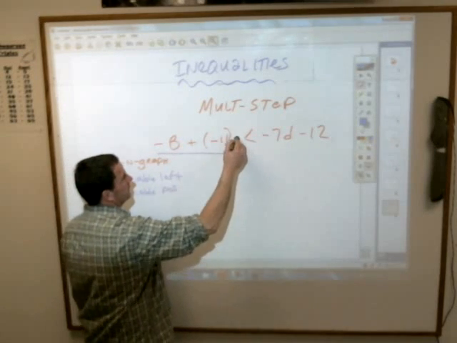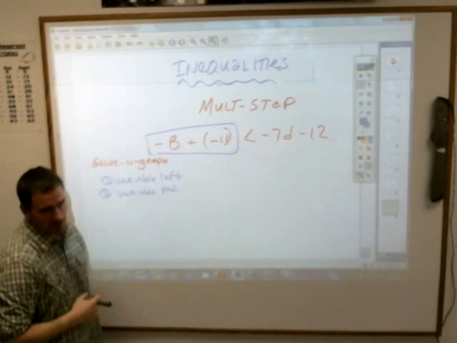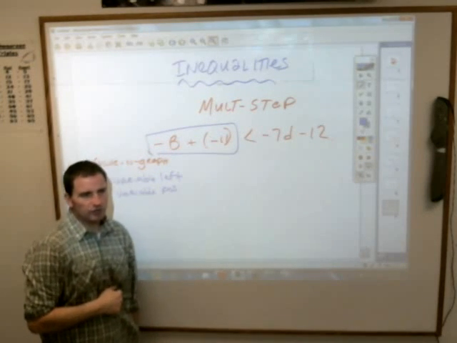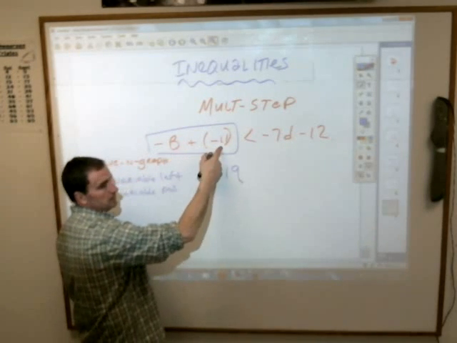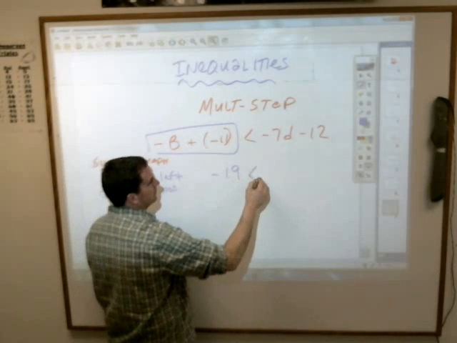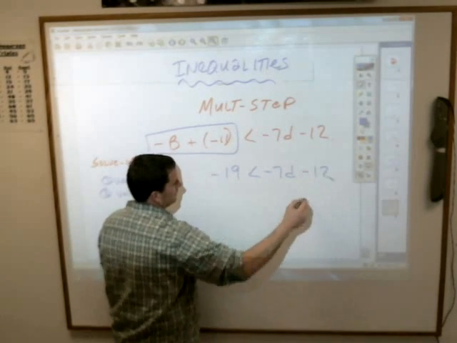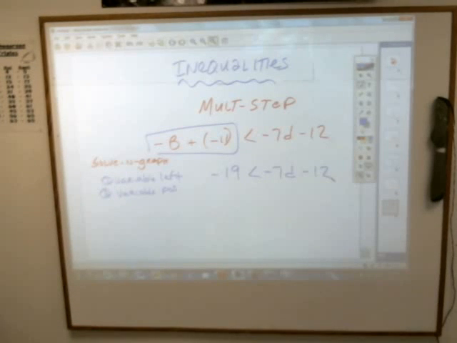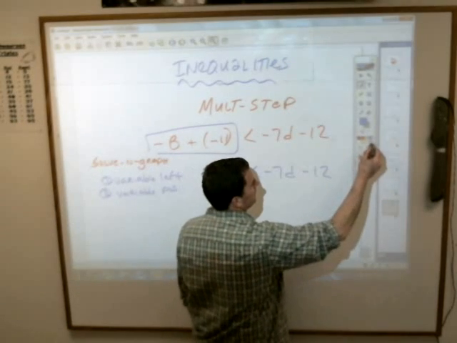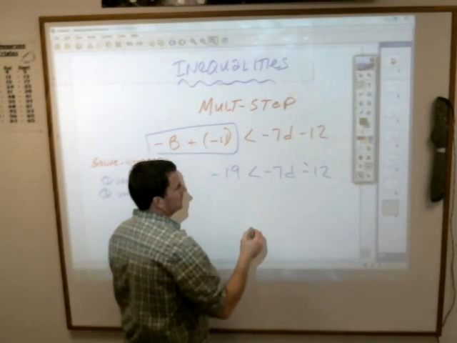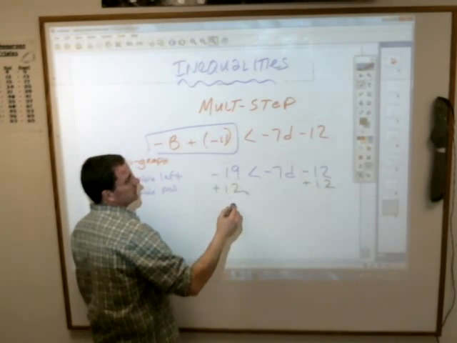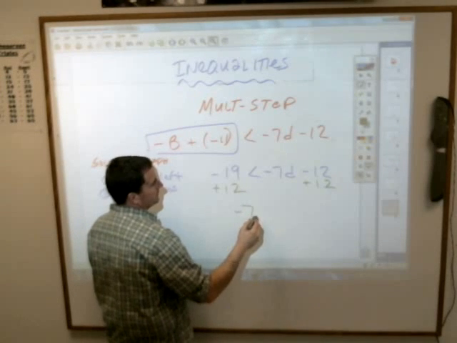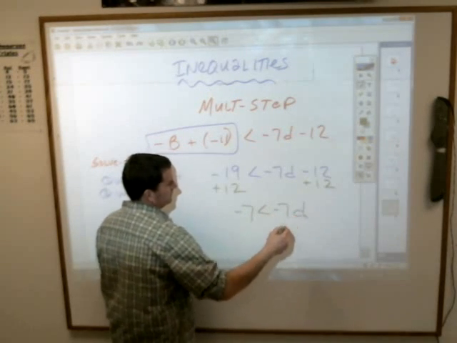Simplify each side first. What do you get if you have a -8 plus a -11? Negative 19, correct? You can do this a couple different ways. I will open it up to suggestions on the floor. Katie Nolan, what am I going to do next? Add 12 to get it over here. So I am at a -7 less than -7d.